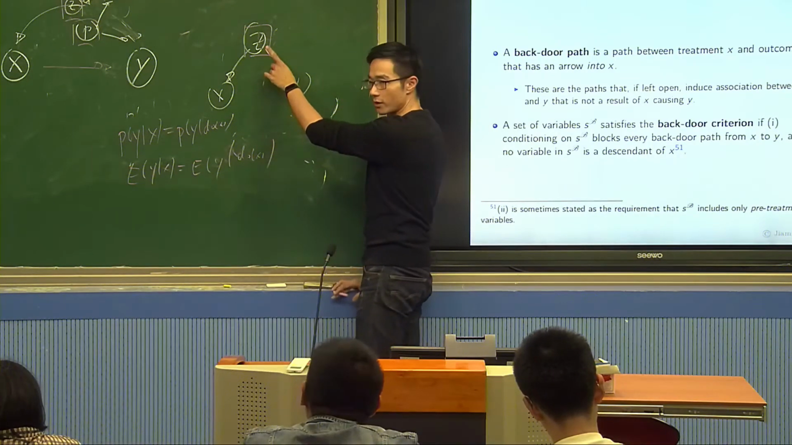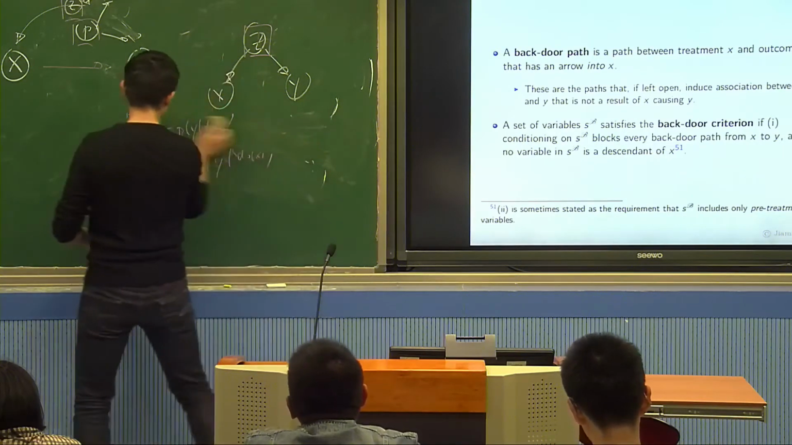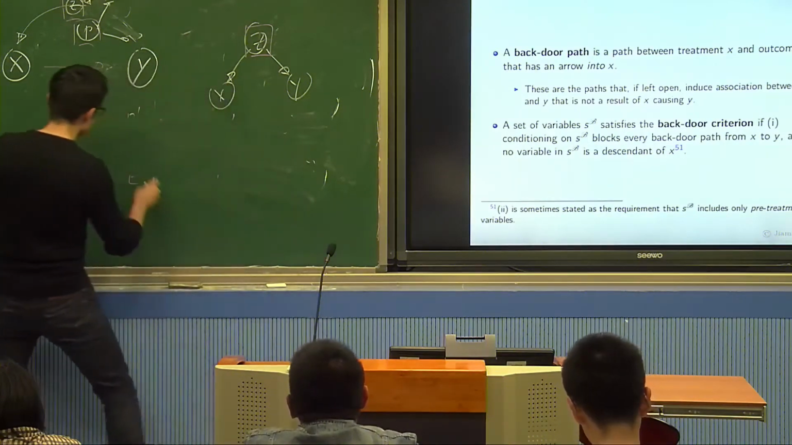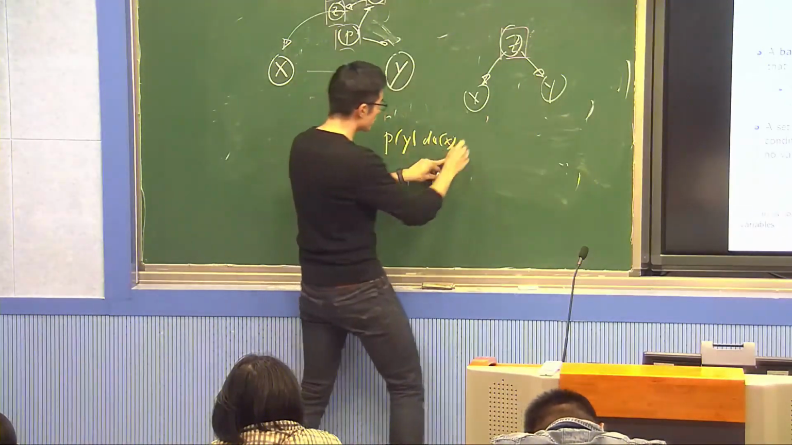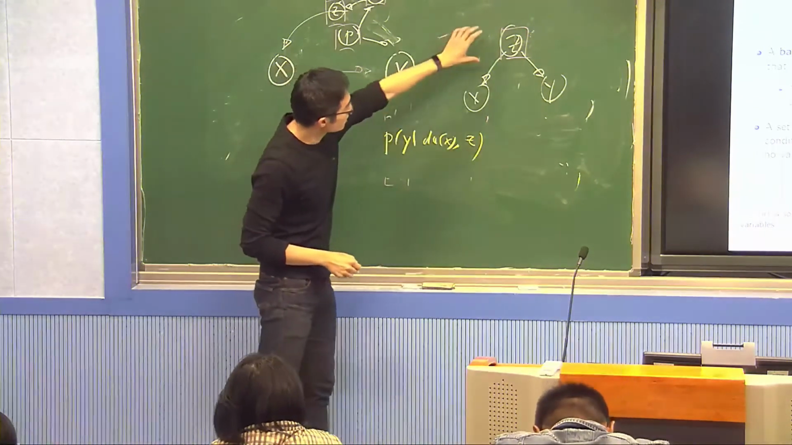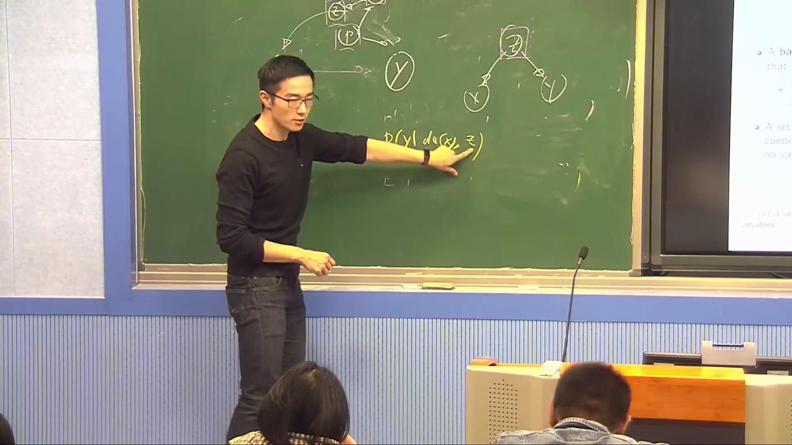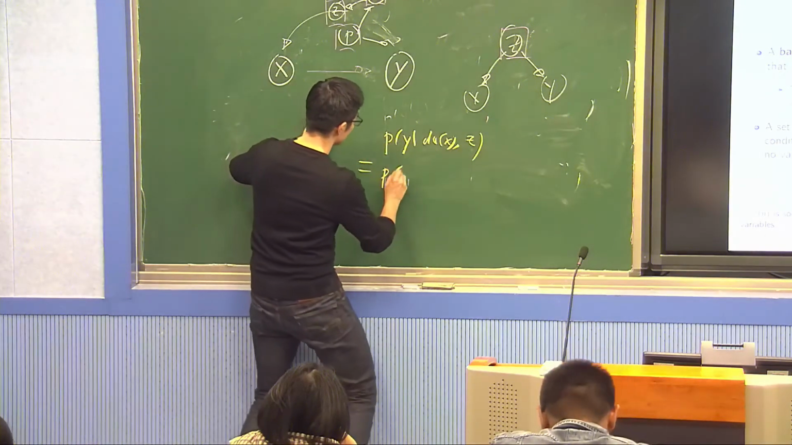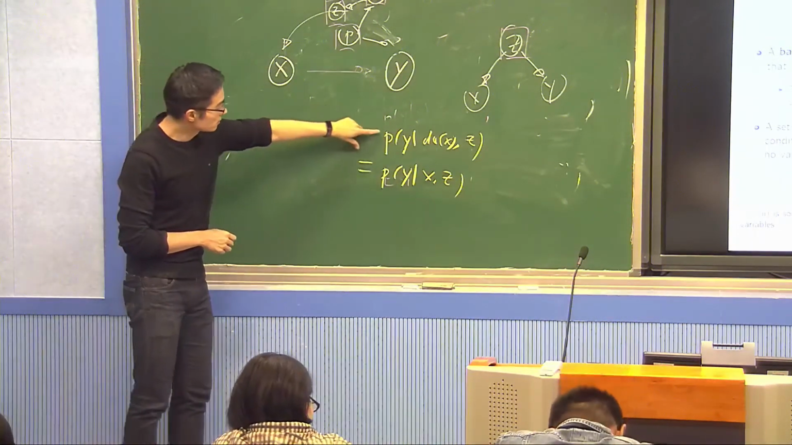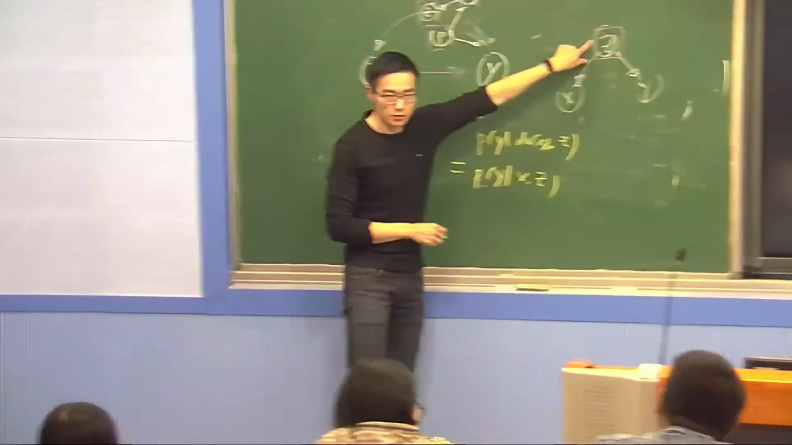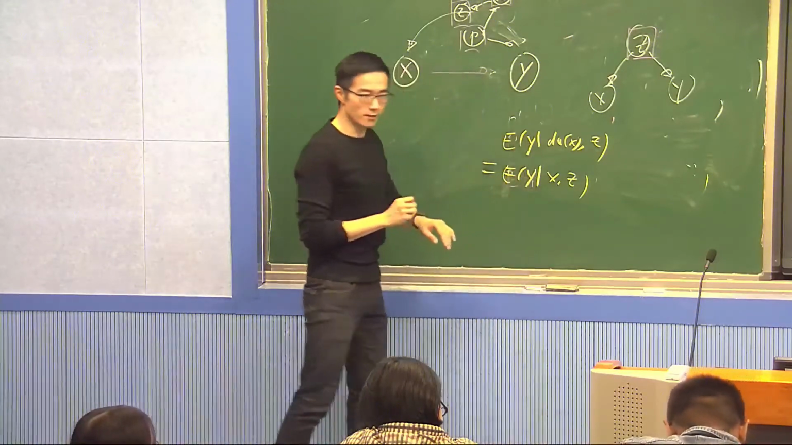Sorry, I shouldn't have said this one. It is P(y | do(x)), but conditioned on z. Once I condition on z, the correlation becomes the causation. So P(y | do(x)) conditioned on z will be equal to P(y | x, z). Correlation equals causation once I condition on z. I can replace the P with the E, of course. Expectation will be the same thing.